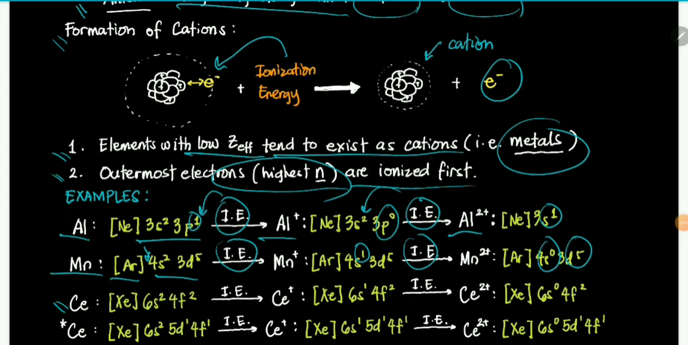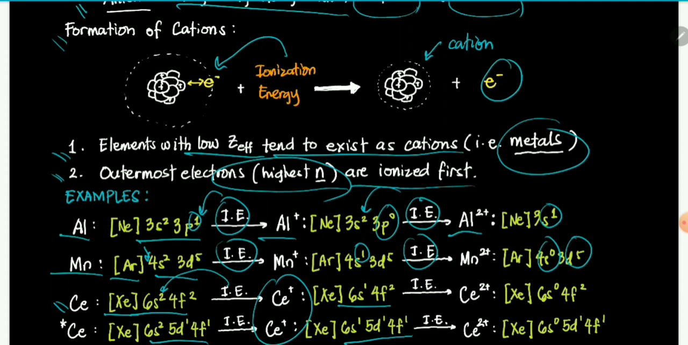So sa cerium, the electron configuration is xenon, 6s2, 4f2. Pwede ring 6s2, 5d1, 4f1 in some literatures. So after the first ionization energy, ang ma-ionize ay yung nasa 6s na electron kasi siya yung pinakamataas ang N. So, mangyayari, magiging 6s1 4f2 or yung 6s1 5d1 4f1 for Ce+.